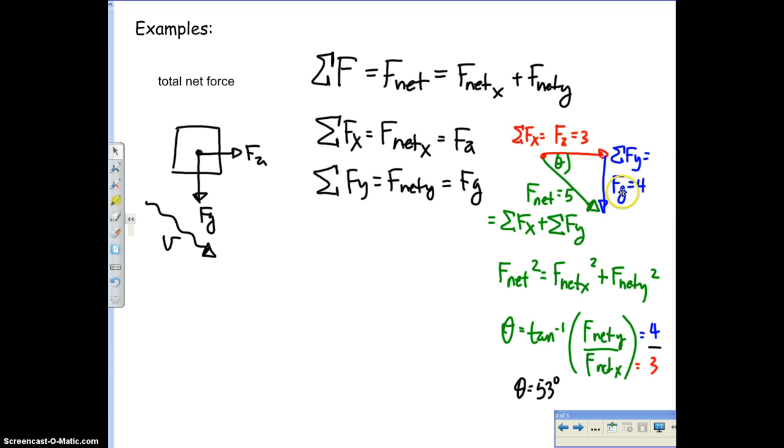Well, based on that, we have a 3, 4, 5 right triangle. So the net force would be 5. It's the sum of these vectors. And so I would just use the Pythagorean theorem to find that. And because it's two-dimensional, I would also need to find the angle, which is the inverse tangent of 4 over 3 in this case, which is about 53 degrees. So to state the total net force correctly, I would say it's 5 newtons, 53 degrees below the positive x-axis. So total net forces are always going to be stated kind of in that way.